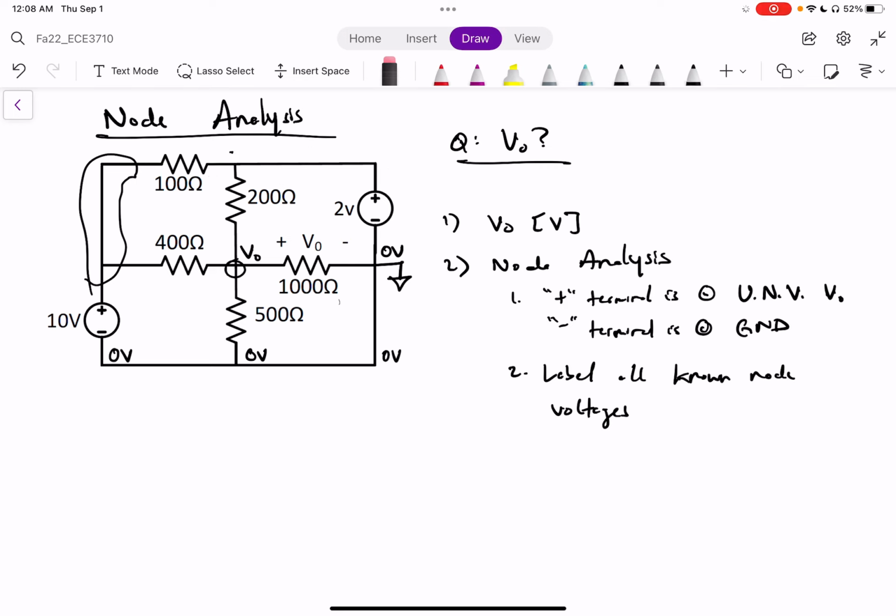So for the one that I just erased, if I start from 0 volts and I go up the 2-volt source, this is 2 volts. This is 2 volts because it's the same node. If I start at the 0 volts and I go up the 10 volts, then that means this is 10 volts and this is 10 volts. And VO is the unknown node voltage. Okay? Third step.